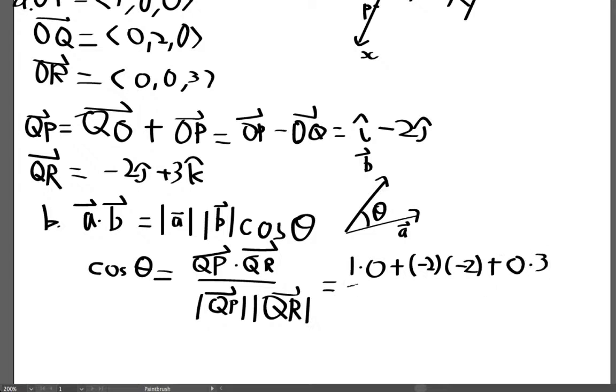Divide it all by the length of the vector. How do you calculate the length of the vector? It is a pretty simple thing. You just need to take the square root of the length in the x-axis, which in this case for QP is 1 squared.